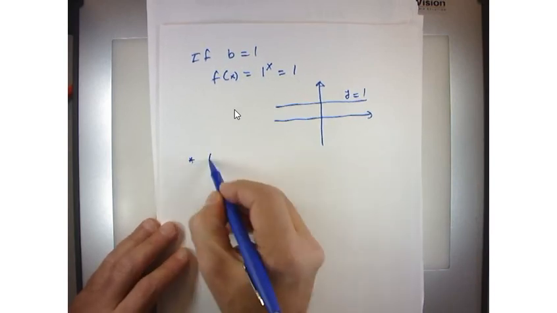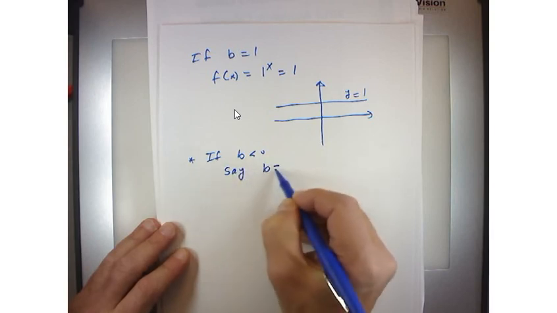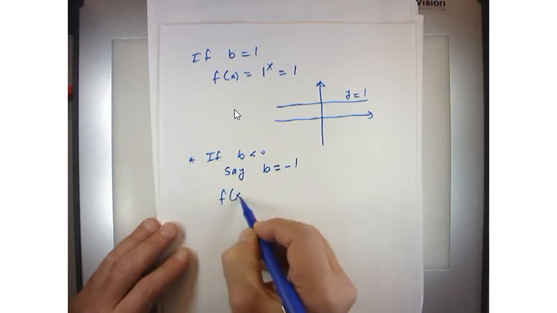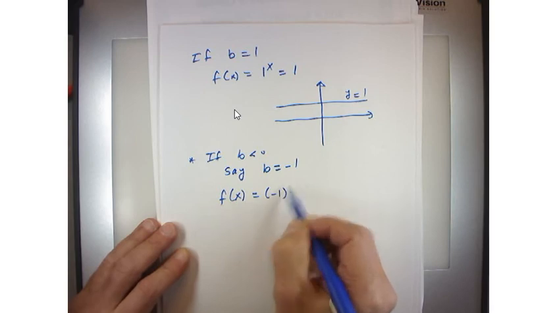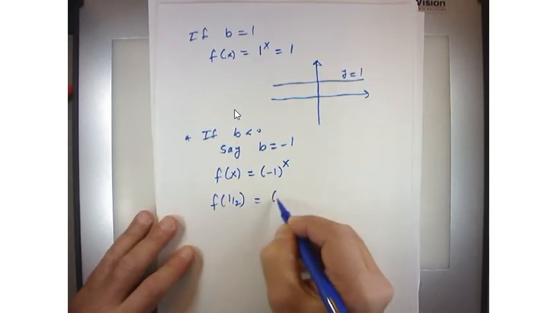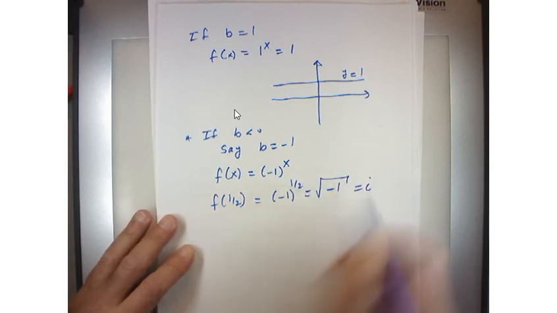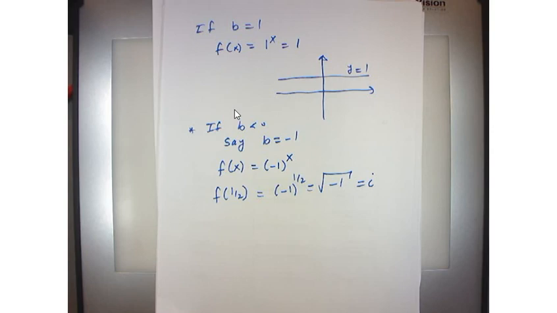And if the base is negative, say negative 1, then the function would be negative 1 to the x. So for instance, if you're doing f of 1/2, you get negative 1 to the 1/2, the square root of negative 1. So you get an imaginary number. No place for imaginary numbers when we're doing graphing. So that's why we exclude negative base, 0 base, and 1 base from exponential functions.